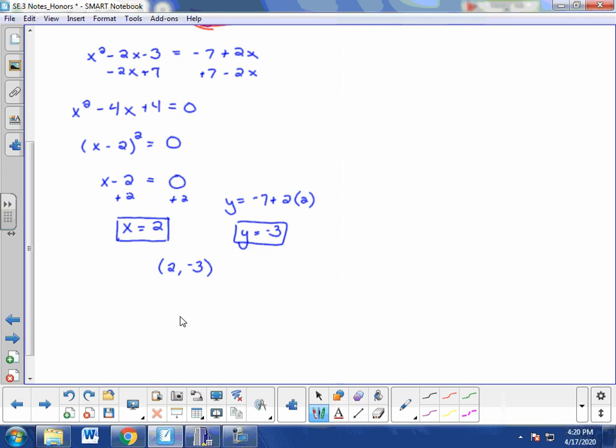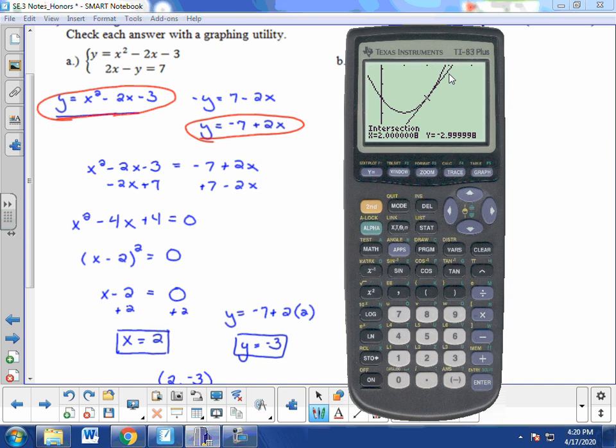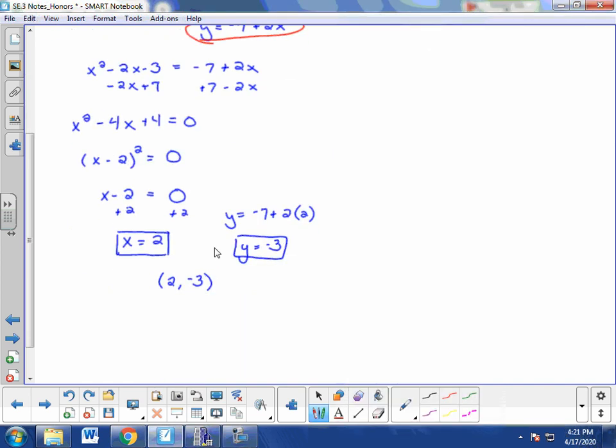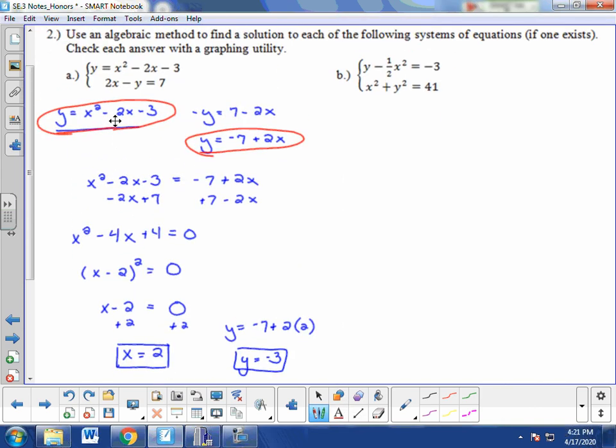So we did find this value correctly. We want to make sure we use that graphing utility, depending on what model you have and what method you use, as a check, but also making sure we use the algebraic method to know the exact answer there. So the solution in A is (2, -3).